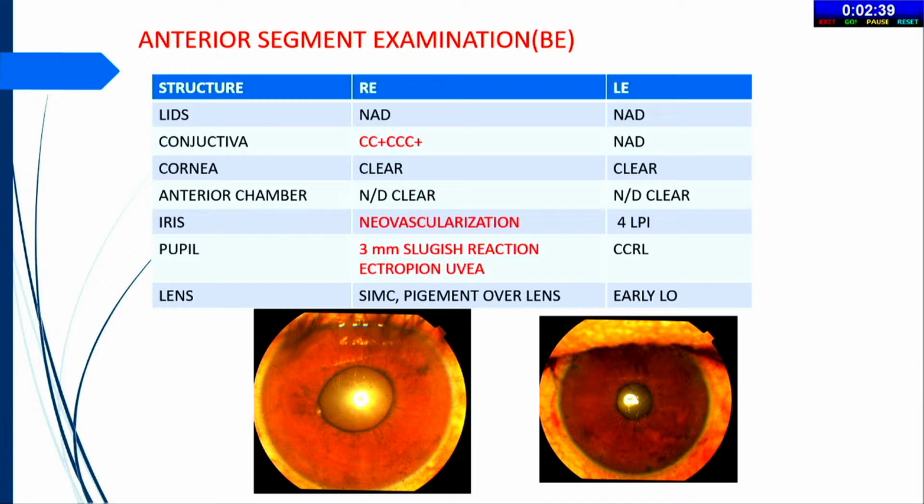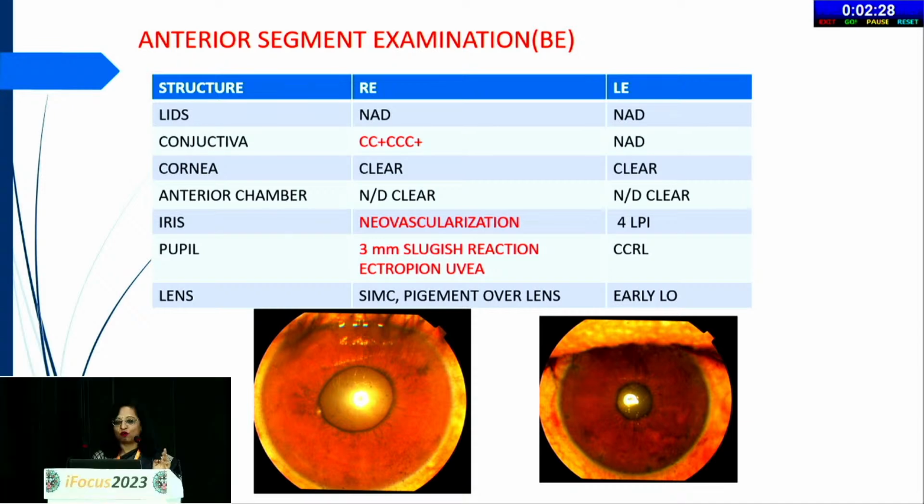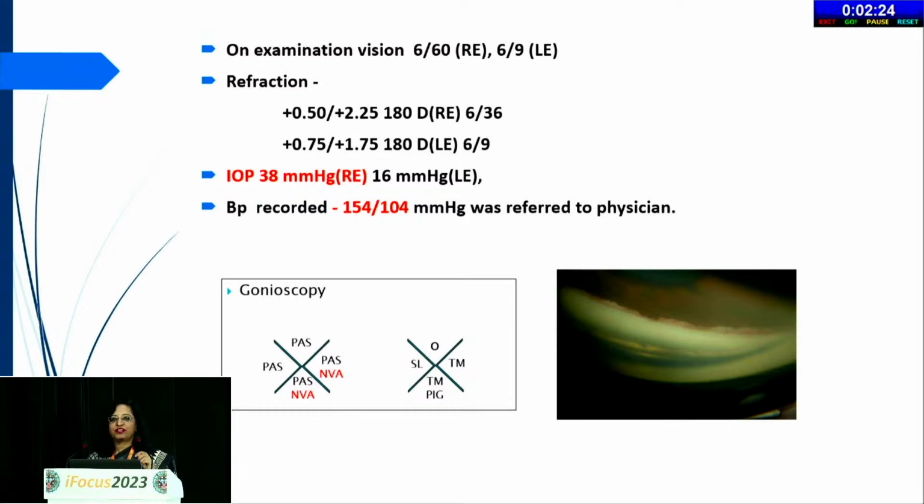You can see that dilated pupil, there is a cataract, there is a neovascularization at the pupillary margin. So it's a very clear-cut diagnosis. You can differentiate between right and left, that there is a glaucoma. You can see the PI in the other eye also. So that means there must have been a primary angle closure glaucoma before. And the vision was very poor, 6/60.